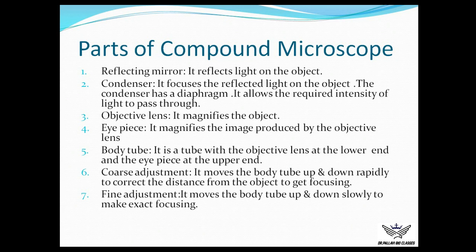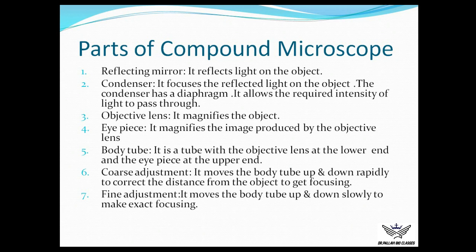Next is objective lens. Now this objective lens and eyepiece lens, these are the two lenses which are used in the compound microscope. So this objective lens actually magnifies the object. Then the eyepiece magnifies the image produced by objective lens. So these are the two lenses used.